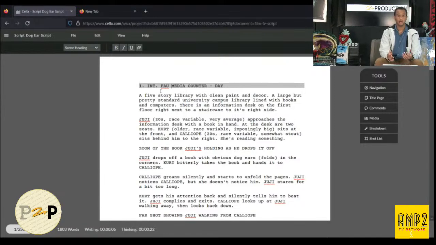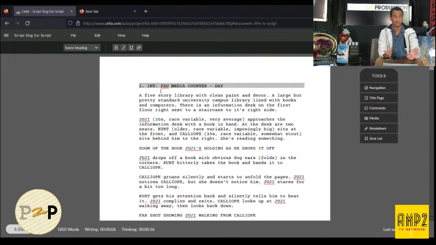Okay, so the script, we have to follow around the characters. The characters are Juji, who is in his 20s, a man in love with Calliope, who is the deaf librarian, and they try to talk to each other. However, there are some obstacles in the way, that obstacle mostly being Kurt, who's another librarian that just wants to get stuff done and doesn't have time for romance like this. So we start with the first scene.